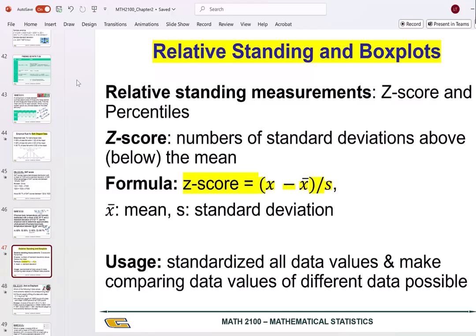What you need to do is use the value, subtract the mean, and divide by the standard deviation. It will give you the z-score value. The good thing about this is that it helps to standardize all data values. After you standardize all data values, it makes comparison across data sets possible, right? Because we want to compare apple with apple, banana with banana. How can we compare these two? One way to do that is to calculate the z-score.